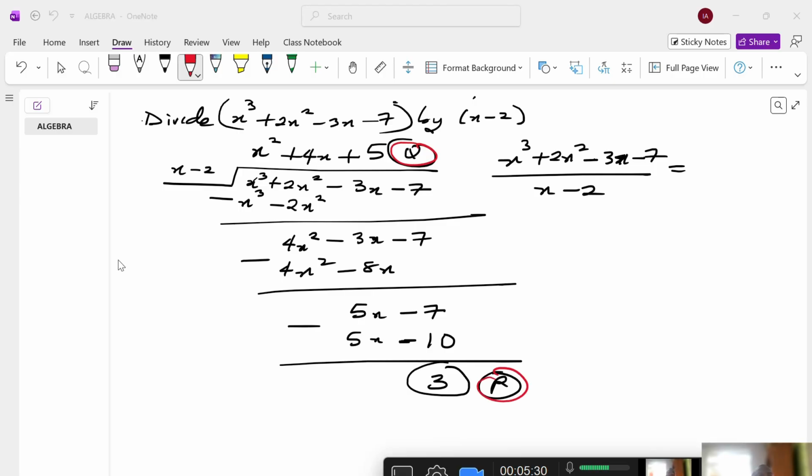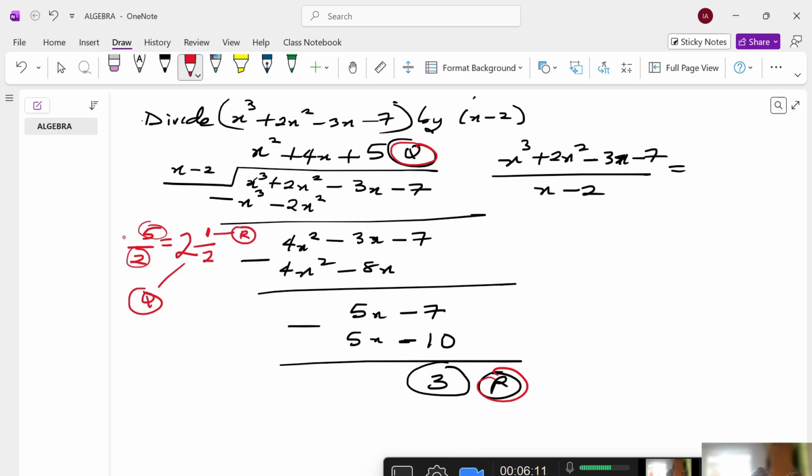So this solution can be written in different forms. Let's take for example, you divide 5 by 2. It can be written as 2 whole number, right? 5 divided by 2 is 2, and what is the remainder? 1 over 2. So 2 times 2 is 4 plus 1, 5. So this 2 is the quotient, and 1 is the remainder, isn't it?